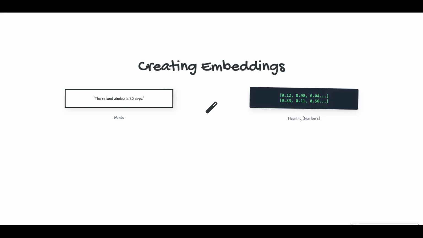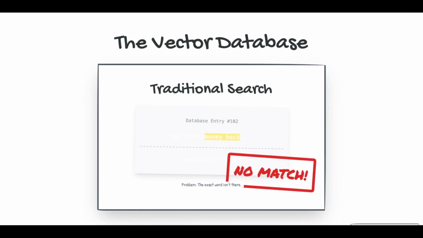Next, we create embeddings. Embeddings sounds technical, but the idea is simple. We translate each chunk into a long list of numbers that represents its meaning, not just its words. If two chunks have similar meaning, their number patterns will be similar too. Then we store those embeddings in a vector database.